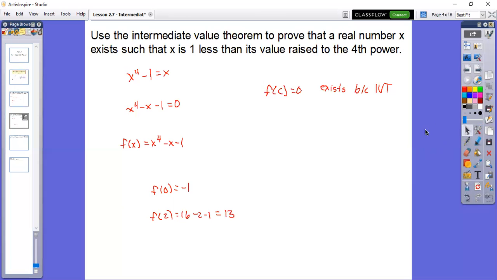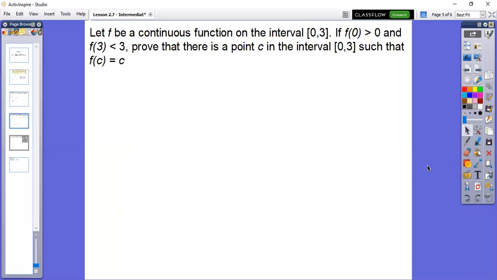So this is the last example that we're going to do right now, but the first example that we're going to do in class is this problem right here. So I'm showing this to you so you can go ahead and get started thinking about it. So this says let f be a continuous function on the interval 0, 3. If f of 0 is greater than 0 and f of 3 is less than 3, prove that there is a point c in the interval 0, 3 such that f of c is equal to c. So I'm going to let you guys think about this a little bit before class, see if you can come up with a proof, and hint, hint, you're going to use the intermediate value theorem because this section is about the intermediate value theorem.